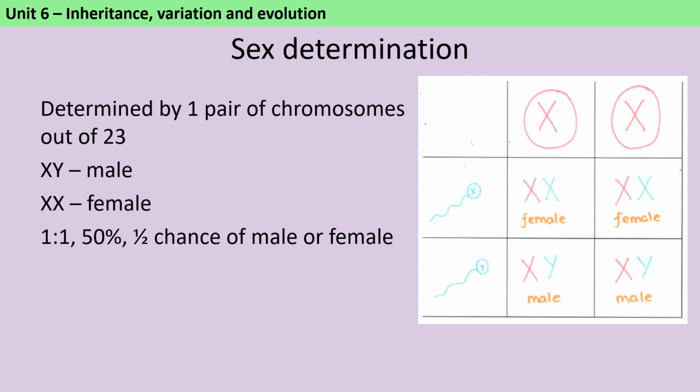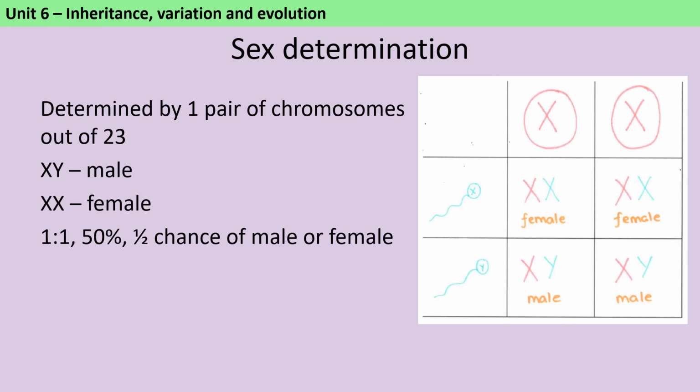Human sex is determined by 1 pair of chromosomes out of the 23 pairs that you have, and these are called the X and the Y chromosomes. If you're looking at a picture of the chromosomes, the X chromosome is a large, full-sized chromosome, whereas the Y chromosome is really, really small. Over thousands of years, it shrunk and shrunk until it's really quite tiny.